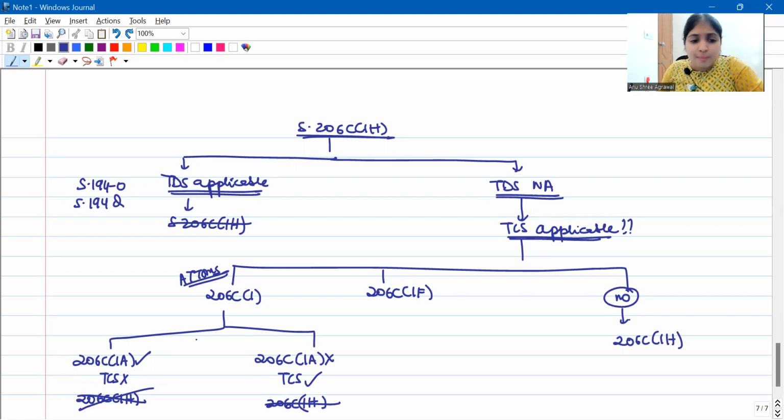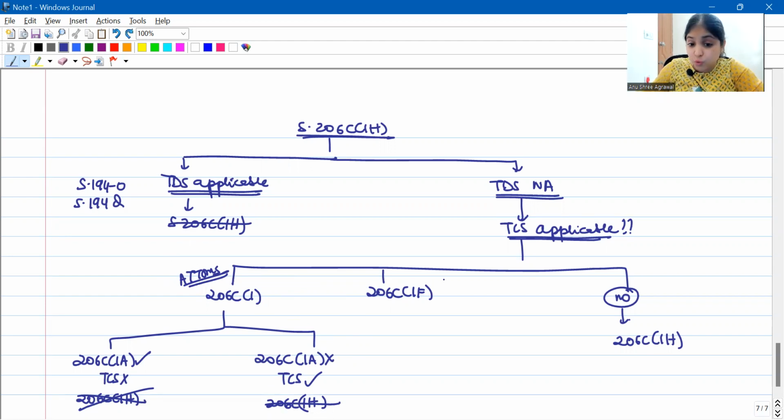So no TCS at all means what? Neither under 206C1 nor under 206C1H, it's no TCS at all. But if he has not given this declaration, it means he's going to resell the goods. He's a trader in these goods. If he has not given this declaration, then under this section itself, they would have collected tax, guys. If TCS is already collected, then again under 206C1H, you cannot collect tax. So I can say that for atoms, you will not have 206C1H at all.